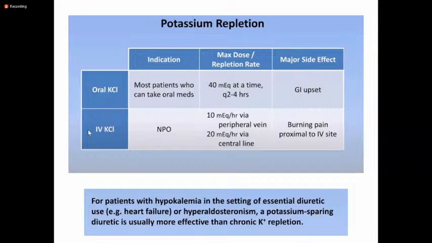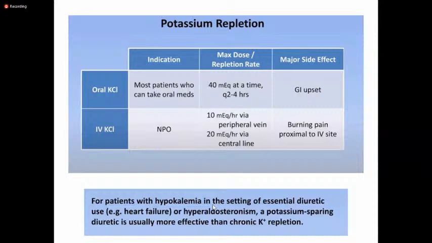Sorry for the interruption. For IV replacement, it can either be done via peripheral vein or a central vein. When you're using a peripheral vein, you want to give smaller amounts, like 10 milliequivalents maximum. That's per hour. For central vein, you can go as high as 20 milliequivalents per hour. And all this is because of the burning sensation that the patients get when it's given IV.